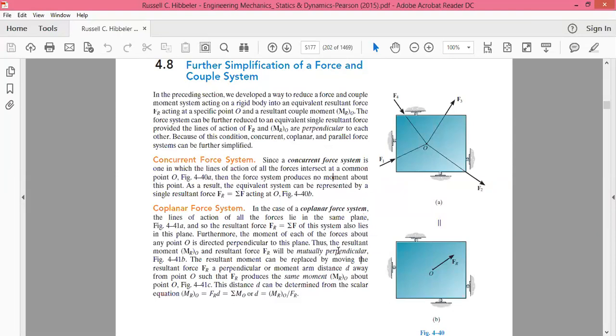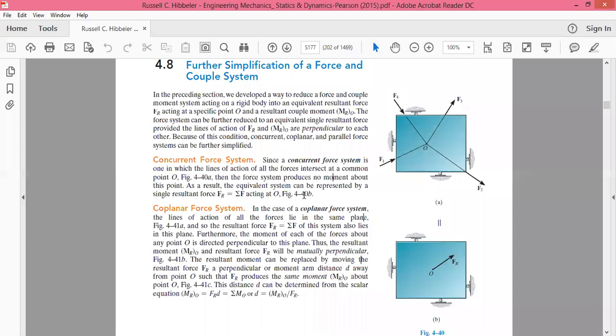So we have discussed that on a machine element, whatever be the forces, whatever be the number of forces, we can replace all those forces by a single force. And we can replace all those moments of the forces by a single moment. Now, in today's lecture, we'll be discussing further simplifications of force and couple system.